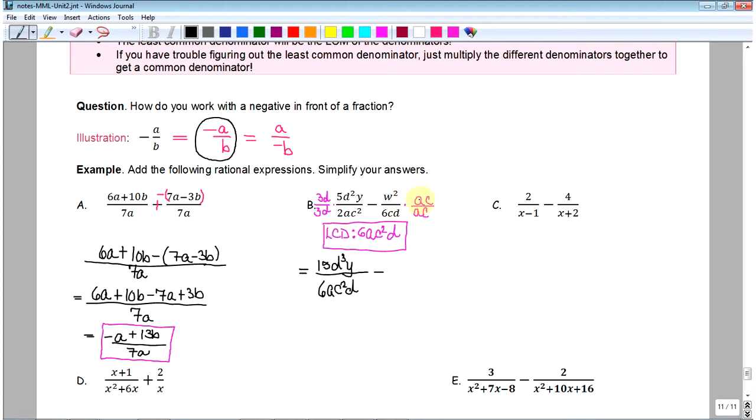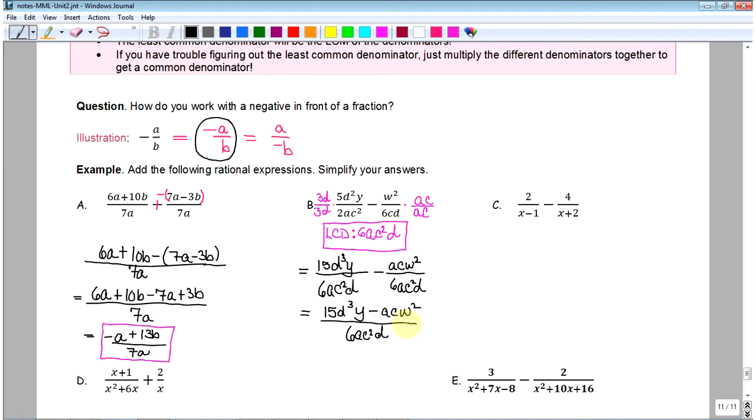minus, on the top it looks like we have ac w squared. The order doesn't matter. Usually you'll write your variables in alphabetical order. When you're dealing with a lot of variables, that's pretty standard. So in the bottom, when we multiply everything out, we'll have 6a c squared d. So now that we have a common denominator, we just combine our numerators. So 15 d cubed y minus ac w squared all over that same denominator.